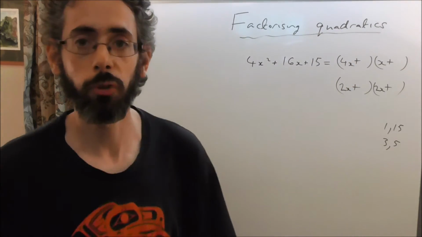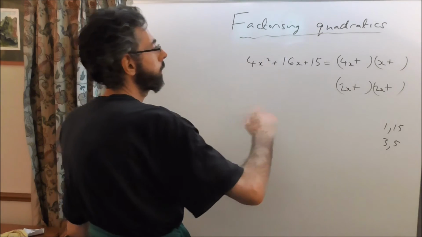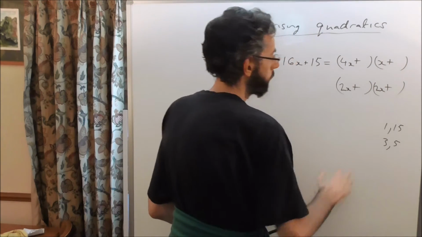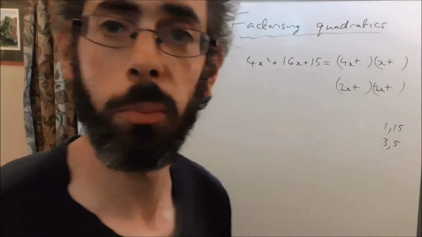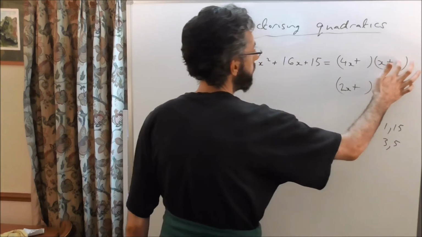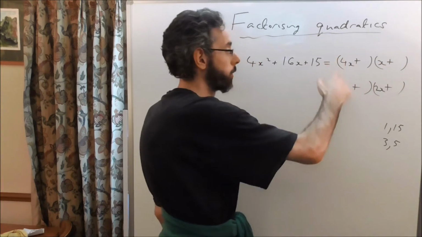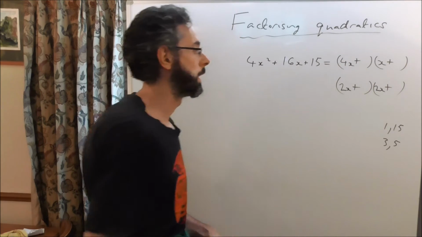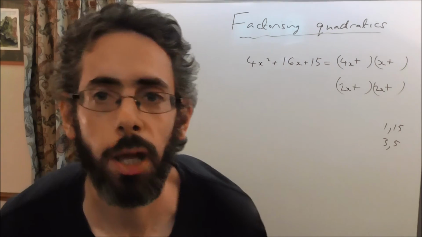Right, let's focus on this top way, with the 4x and the x at the start of each bracket. Let's see if it factorises that way. We've got 16x here. So for this way to work, we would need to find a pair of numbers with a total of 16 when one of the numbers is multiplied by 4. And that's because whichever number we put here would effectively be multiplied by 4 if you were to expand the brackets, because it would get multiplied with the 4x. So is there a pair that when you multiply one of the numbers by 4, they add up to 16?